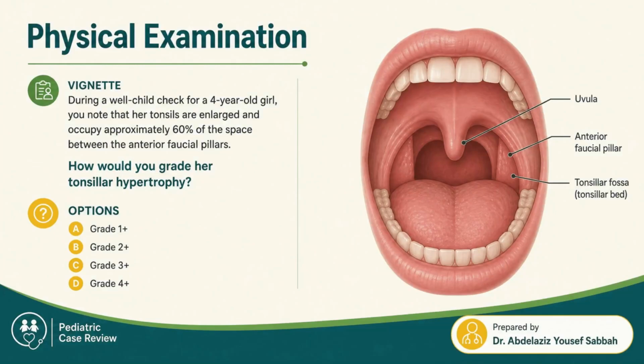Let's move to physical examination. During a well-child check for a 4-year-old girl, you note that her tonsils are enlarged and occupy approximately 60% of the space between the anterior fascial pillars. How would you grade her tonsillar hypertrophy? A, grade 1+, B, grade 2+, C, grade 3+, or D, grade 4+. Recall the standard grading scale used in clinical practice.